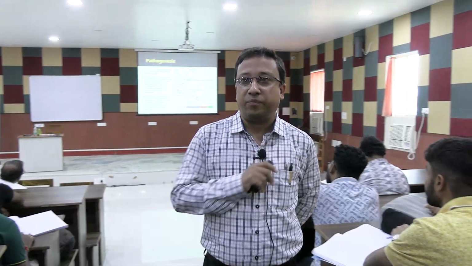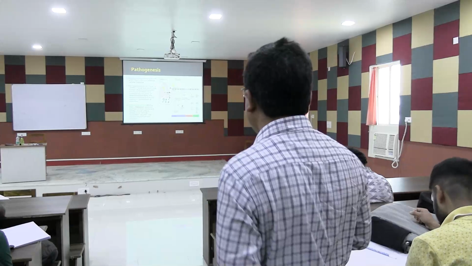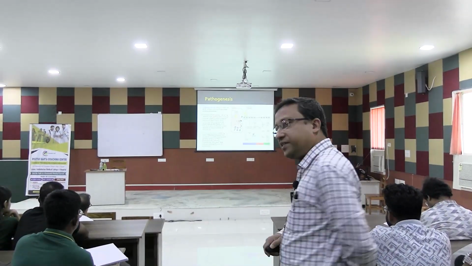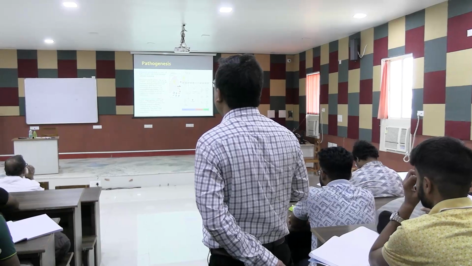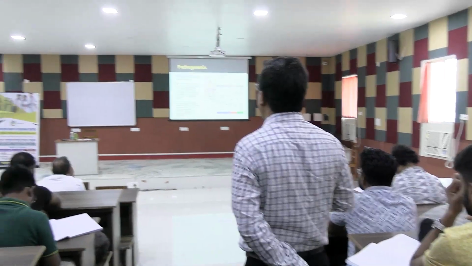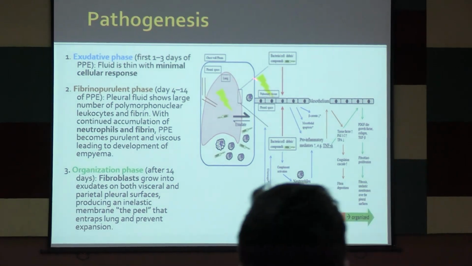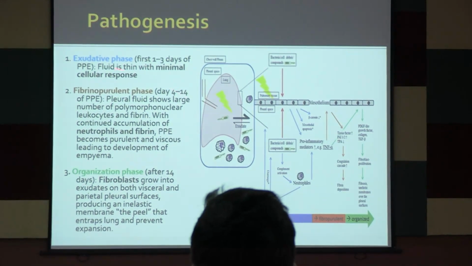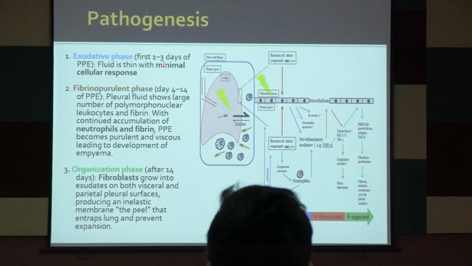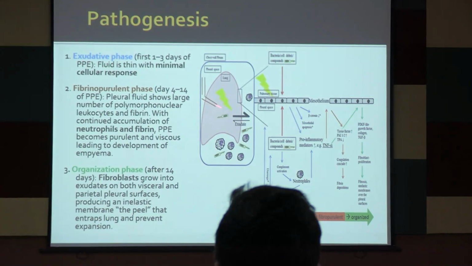How is the pus developing? The child is having pneumonia, now the child is having empyema. How? Look at this chart. The pus develops in 3 phases. First is the exudative phase, then the fibrinopurulent phase, then the organization phase. I am trying to simplify this. In the first 1 to 3 days, the fluid is thin with minimum cellular response.